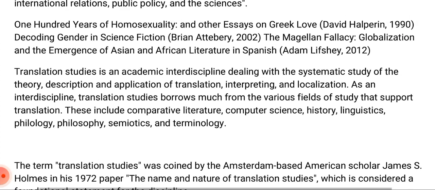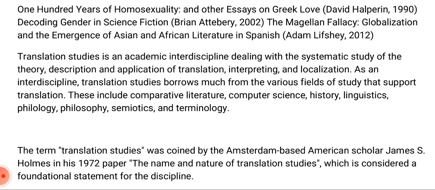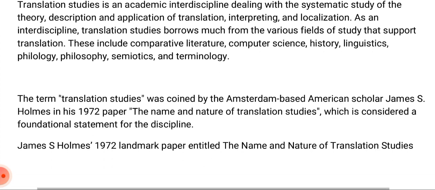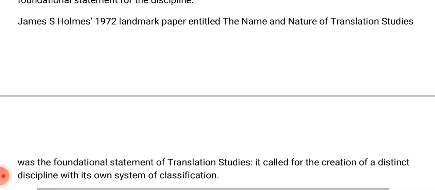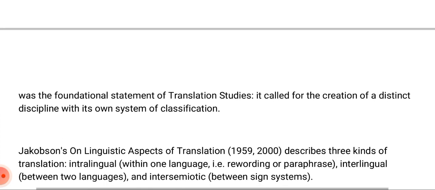Now, the term translation studies was coined by the Amsterdam-based American scholar James S. Holmes in his 1972 paper, The Name and Nature of Translation Studies, which is considered a foundational statement of the discipline. James S. Holmes' 1972 landmark paper called for the creation of a distinct discipline with its own system of classification.